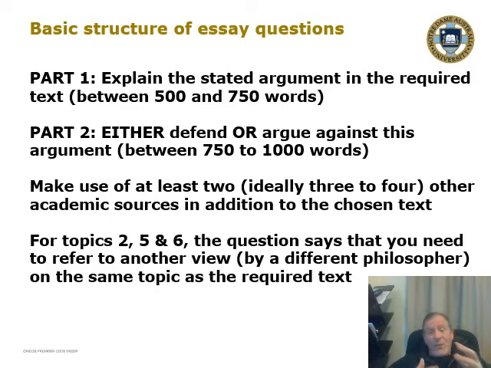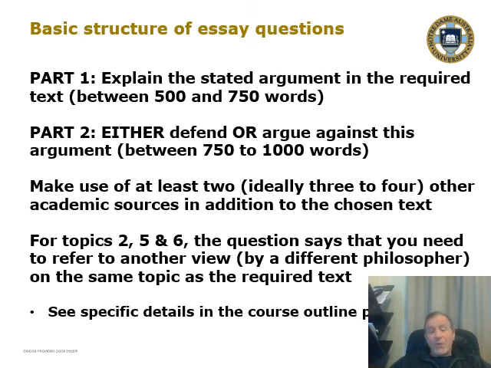And for these 3 topics, the question says you need to refer to another view by a different philosopher on the same topic. So, for example, in that topic we just saw a view on the role or nature of government by a different writer. Of course, you might do that for the other topics as well, but for these 3 topics, it's a requirement stated in the question. So, for specific details, do look at the course outline.